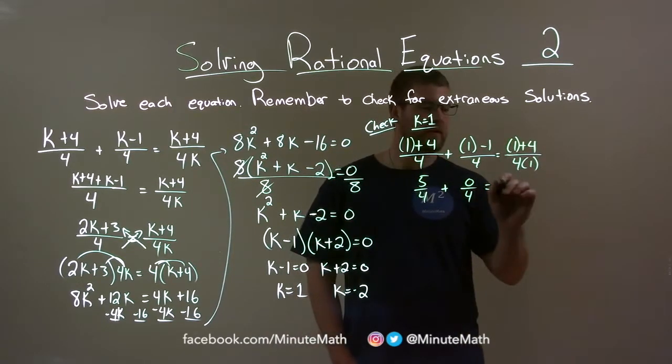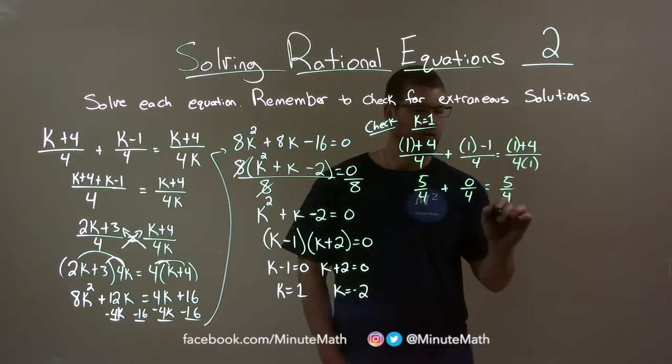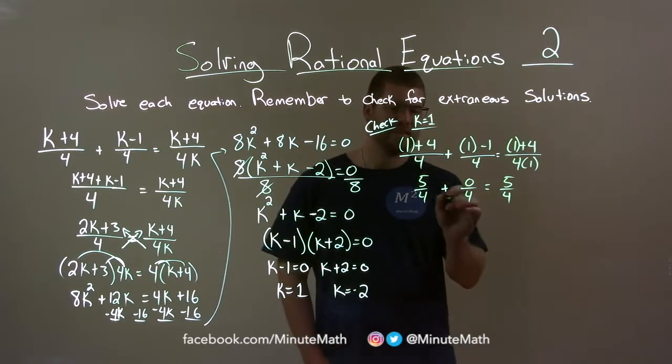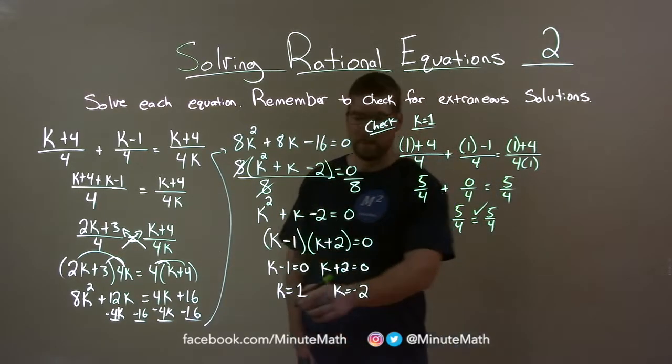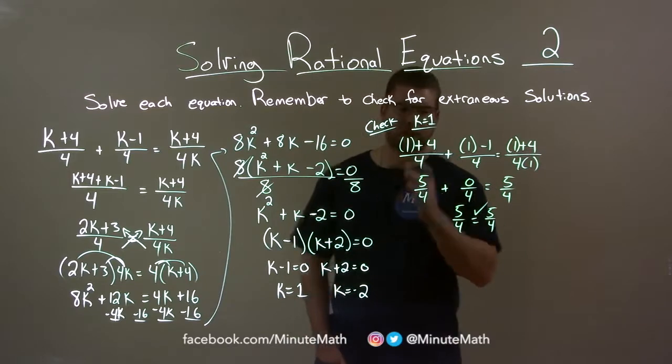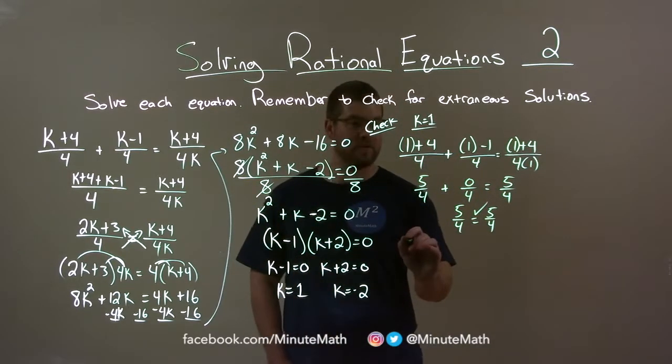And 1 plus 4 is 5, 5/4. Well, 0 to 4 is 0, and so we have 5/4 here, equals 5/4. Since that's a true statement, we know 1 is a true solution. Now let's try with k equal to -2.